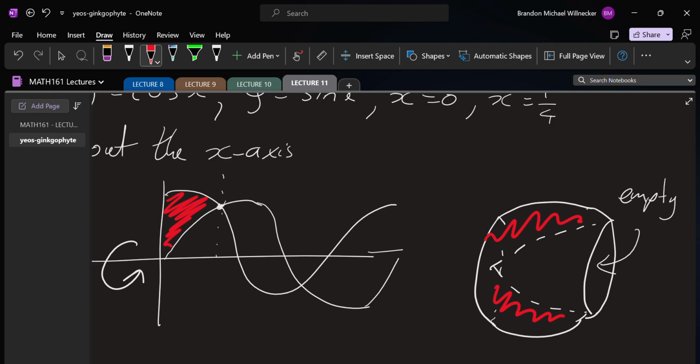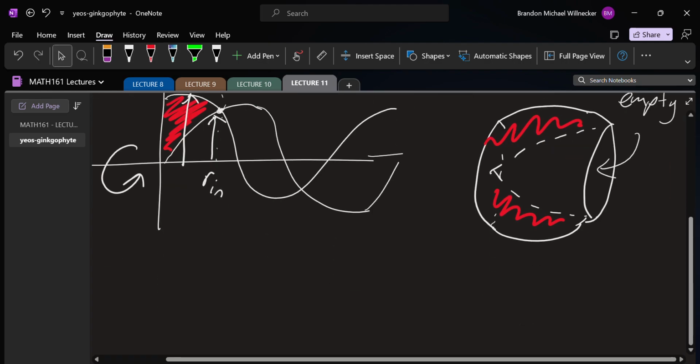So from the axis up to the cos graph, that's going to be the outside radius, because it's the furthest away from the axis. From the axis to the sine graph, that's going to be the inside radius, because that's closer to the axis. So this is R in. Okay. And that's all we need for the setup. We've got the inside radius, we've got the outside radius. We can now find the volume.